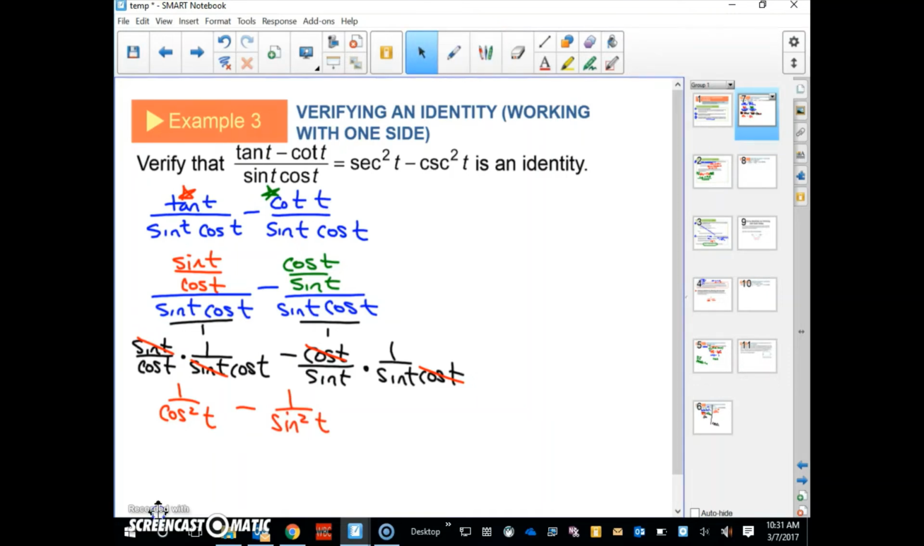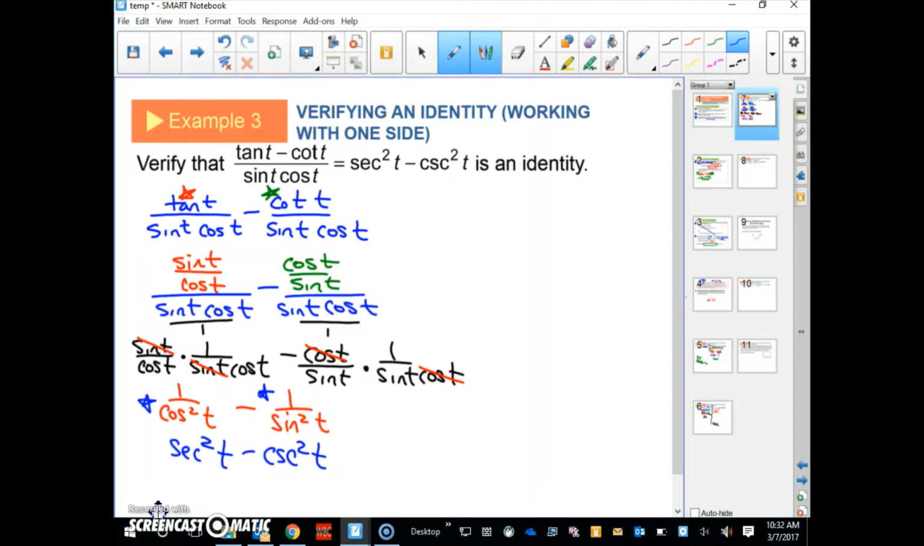Now, every time I clean something up, I'm going to look back at the other side and see if I can make those two the same. And maybe you see it right now. I know 1 over cosine is secant. Okay, so this is going to be perfect. I can see that 1 over cosine squared is equal to secant squared t, and 1 over sine squared t is going to be cosecant squared t. That's a perfect match. Secant squared t minus cosecant squared t. That's what I want.